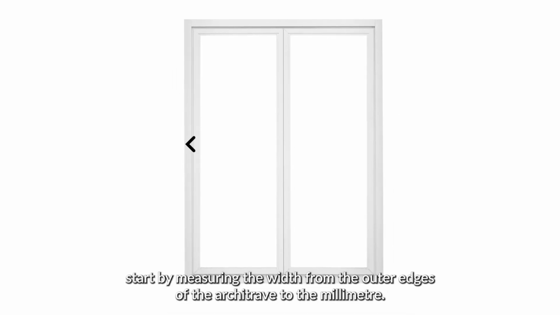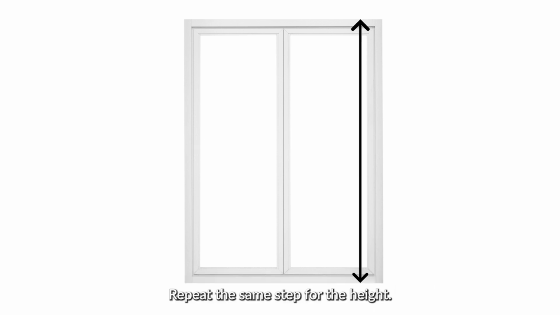If your window has an architrave, start by measuring the width from the outer edges of the architrave to the millimetre. Repeat the same step for the height.